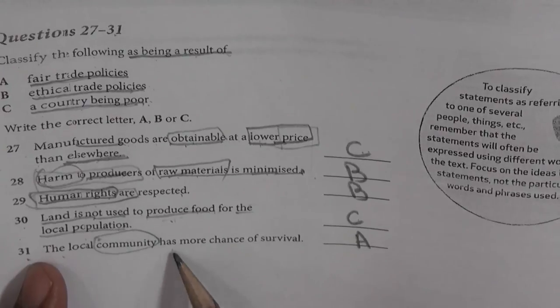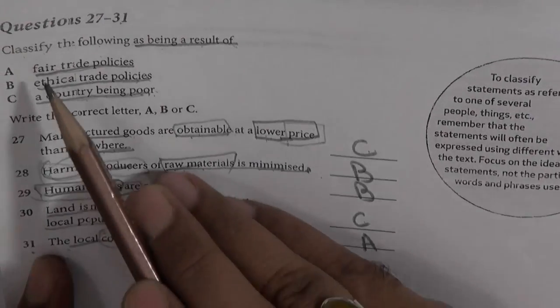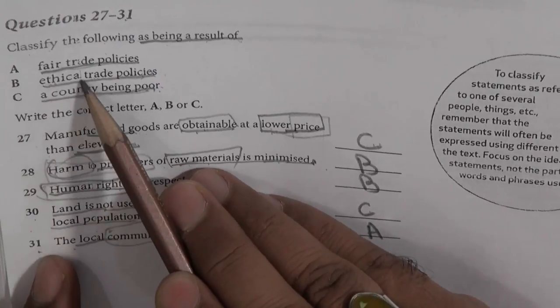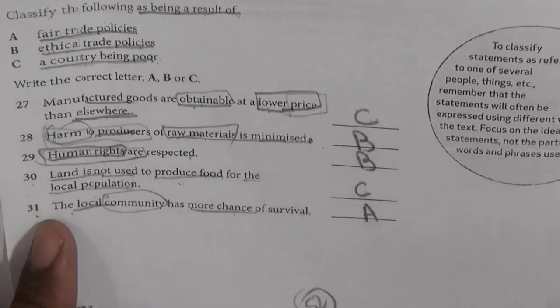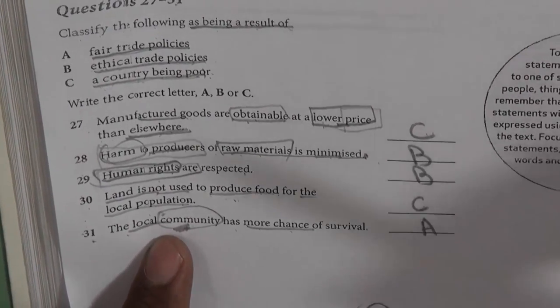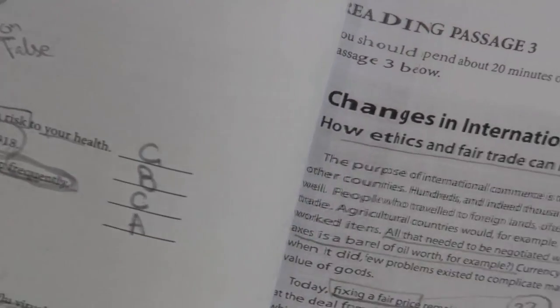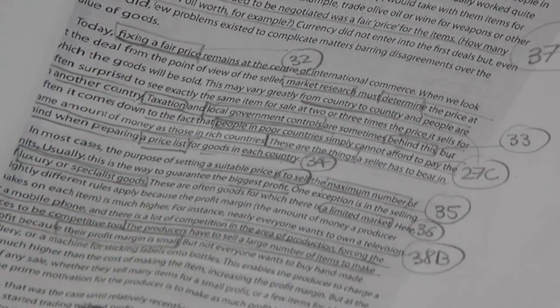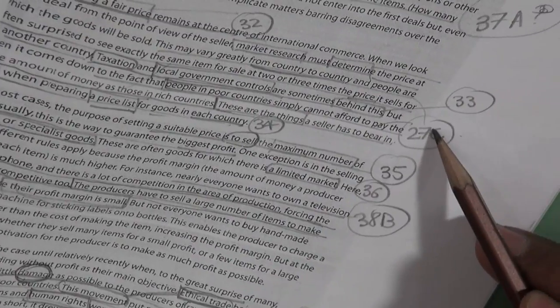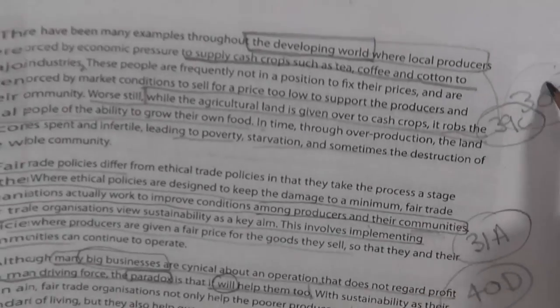The local community has more chance of survival. Where? As a result of fair trade policy, as a result of ethical trade policy, or as a country being poor? So let's see, local community and communities. Yeah, fair trade policies, we found the word communities here. So first you need to scan for the word community, and remember the questions and answers are going to be in the same order. They would be scattered. For example, we found the answer of question number 30 over here, 31 over here. If we come back, 29 is here, 28 is here, 27 is here. So it's basically like that, but they are in order. 27, 28, 29, and after that we've got 30 and 31.